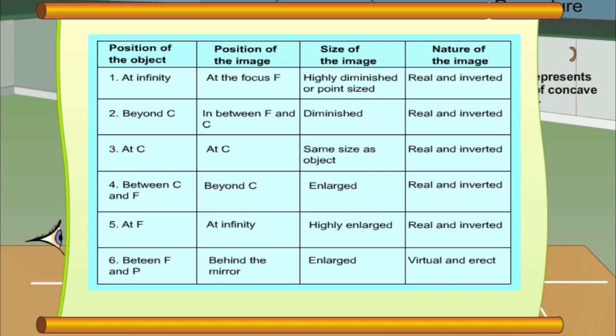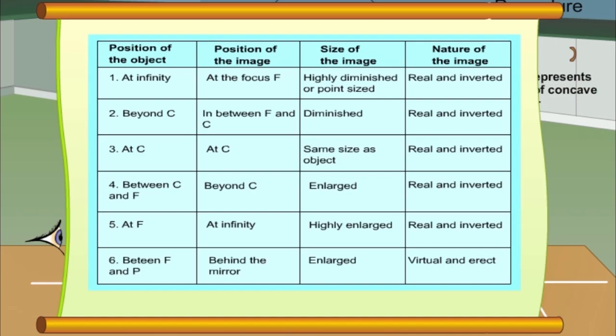As far as the sizes of the images are concerned, highly diminished or point sized image in the first case, then diminished, then same size as the object, then enlarged, highly enlarged and enlarged. If we talk about the nature of images, in the first 5 cases we saw that the image formed is always real and inverted.